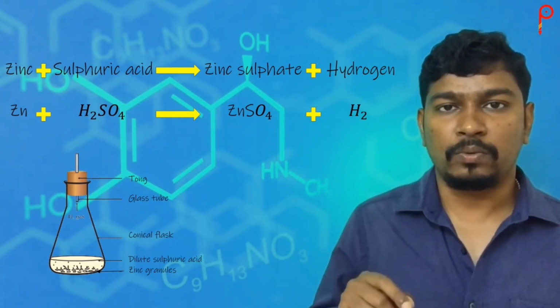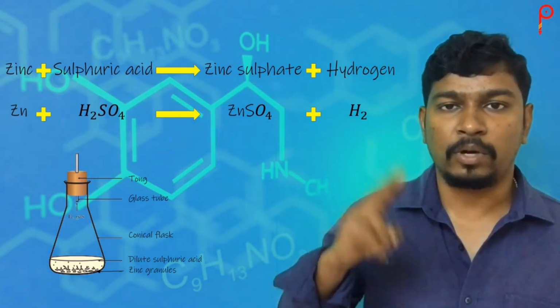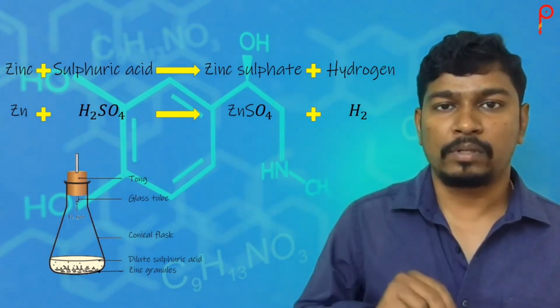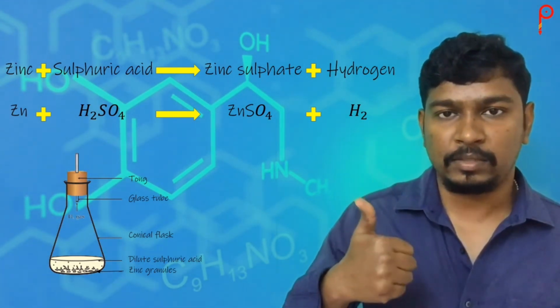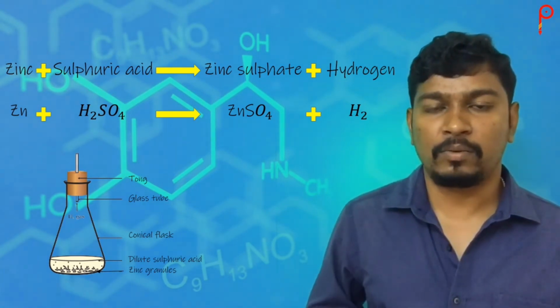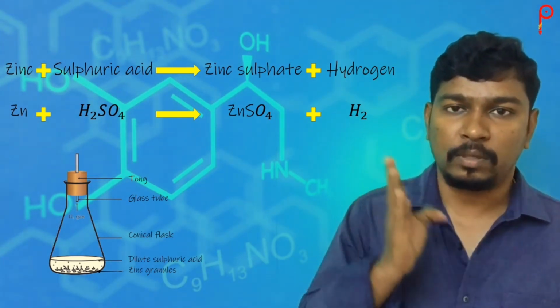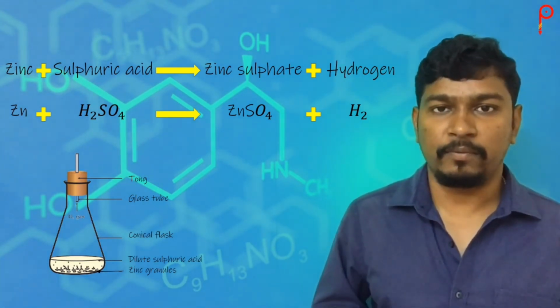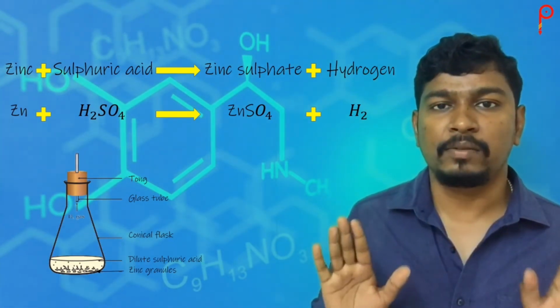H2SO4, H2, two hydrogen atoms. On the product side there are two hydrogen atoms. SO4, so S is 1, on the product side also 1. O4, on the product side also O4. Thus this is a balanced equation. We don't need to do any balancing work here.